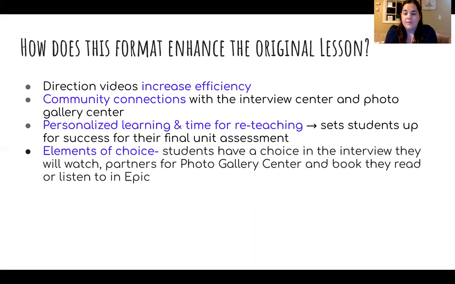And then students also have more choice because they can work in partners for the photo gallery center. They can pick the book that they want to listen to in Epic, and they can kind of choose the photos that they want to elaborate on in that photo center.